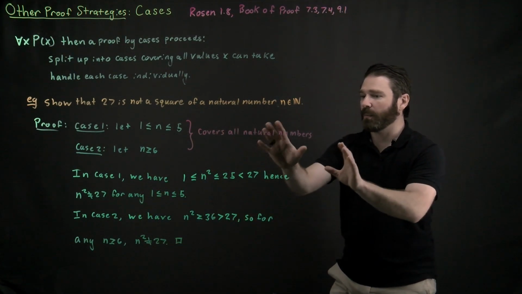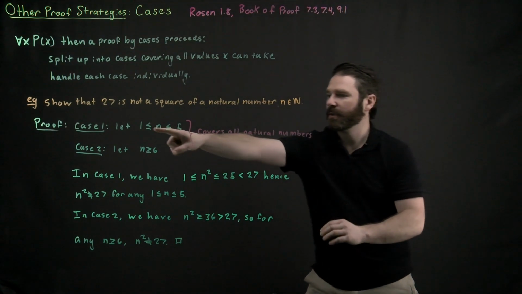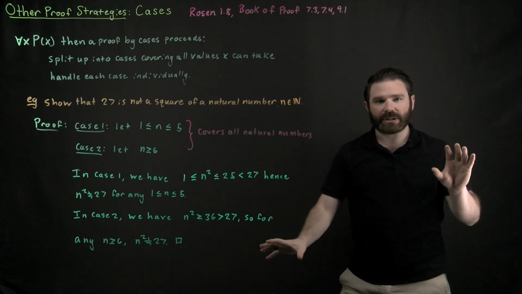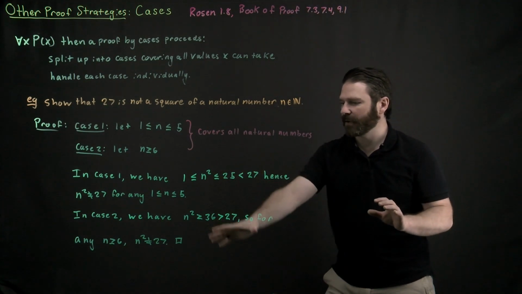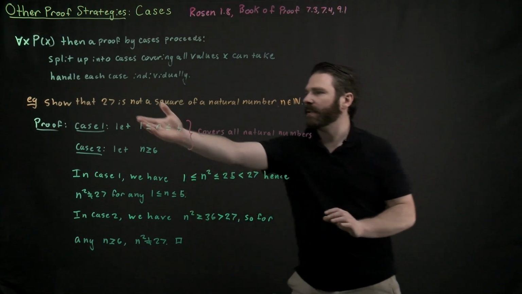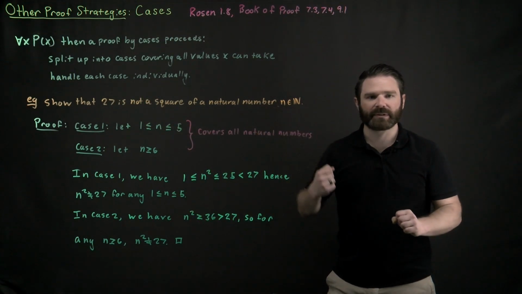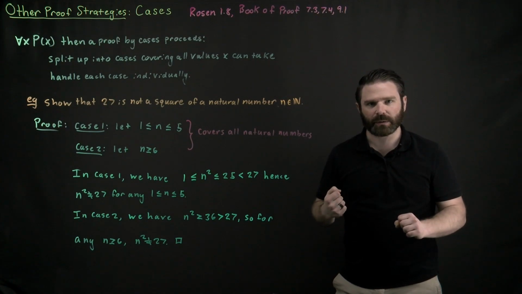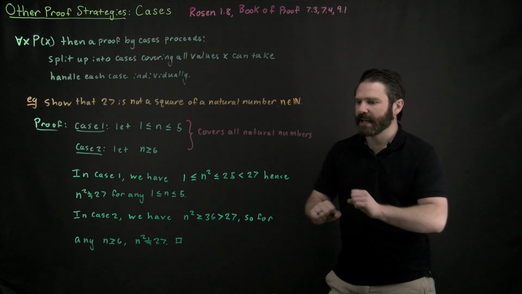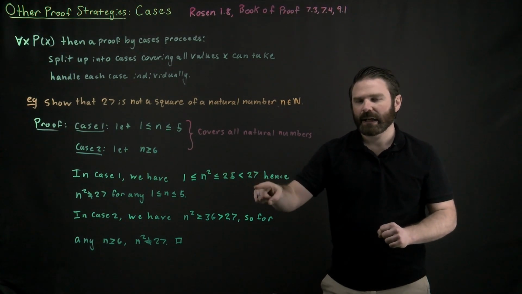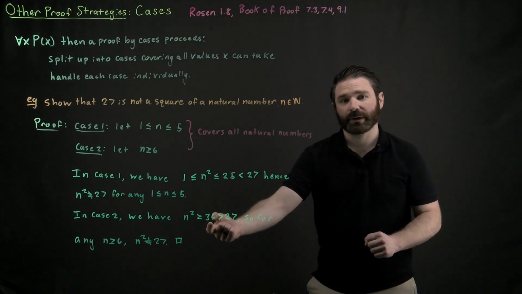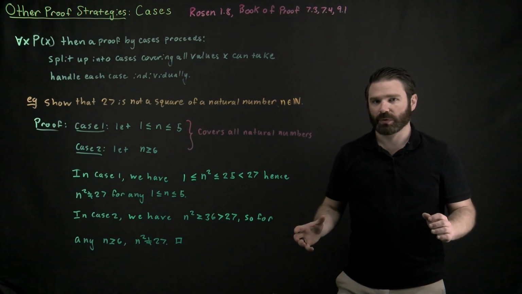I have covered all possible natural numbers, those between 1 and 5 and those greater than or equal to 6, and considering each of these cases individually has allowed me to conclude that n squared is never going to equal 27. 27 is not going to be the square of any natural number. The whole reason why I split it up into these couple of different cases is in this case, we're showing that the number is less than 27. And in this case, we're showing that the number is greater than 27.